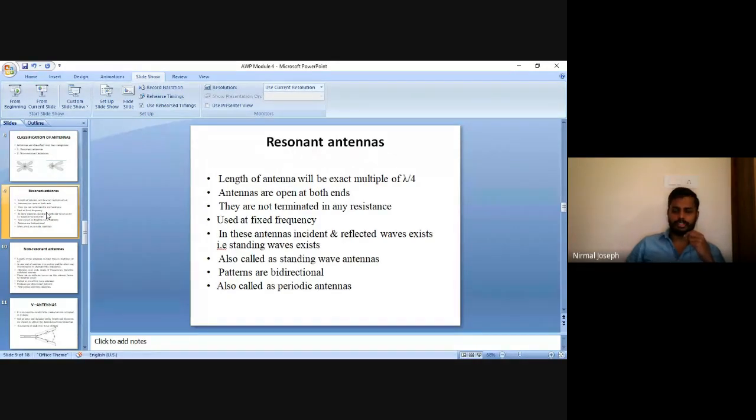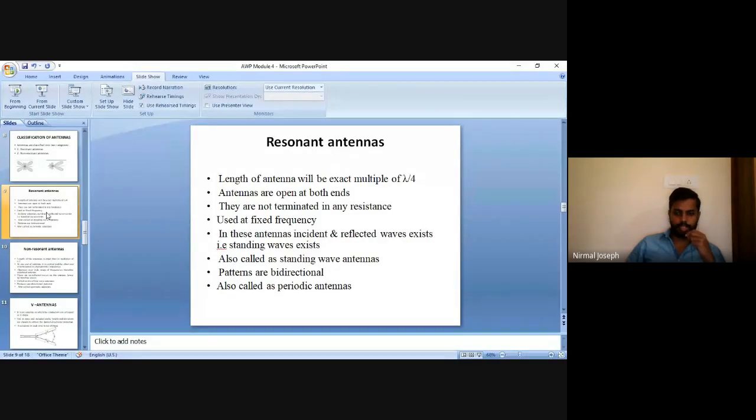Antennas are open means this is understood. They are not terminated in any resistance. Used at fixed frequency. For a particular frequency, a particular antenna will be used, since the exact length of the antenna, a multiple of lambda by 4, has a relation to the frequency. In these antennas, incident and reflected waves exist. That is, standing waves exist.